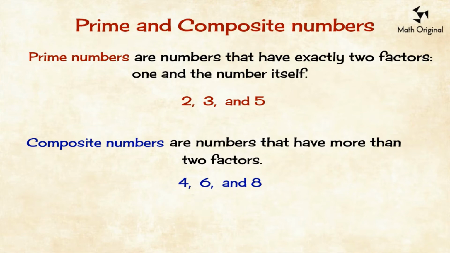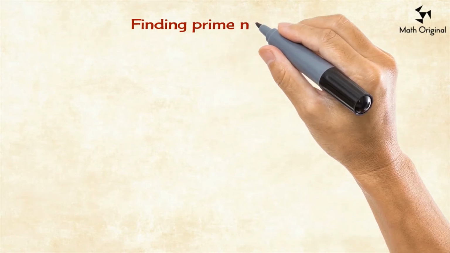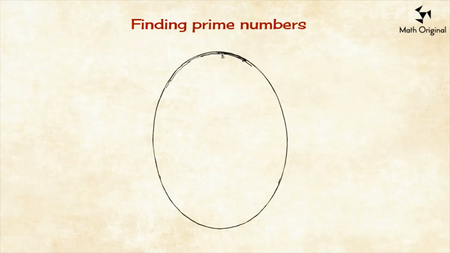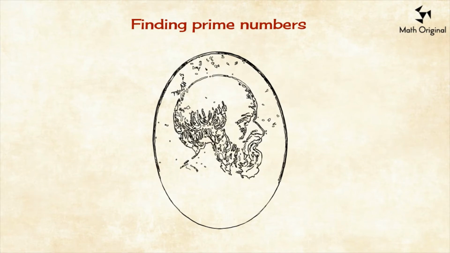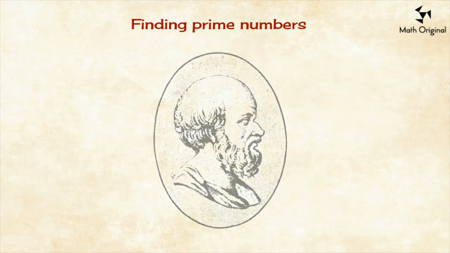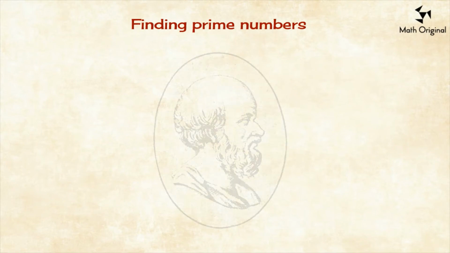But, how can we find all the prime numbers from 1 to 100? Over 2,000 years ago, a Greek mathematician called Eratosthenes made a simple tool for sorting out prime numbers. This tool is called the sieve of Eratosthenes, and the figure below shows how it works for prime numbers up to 100.